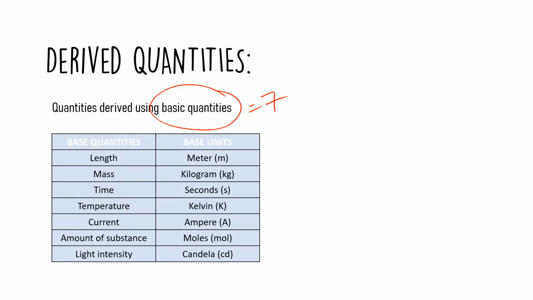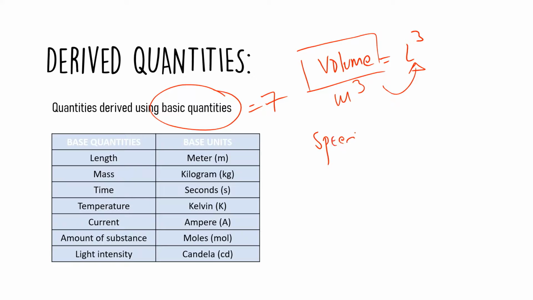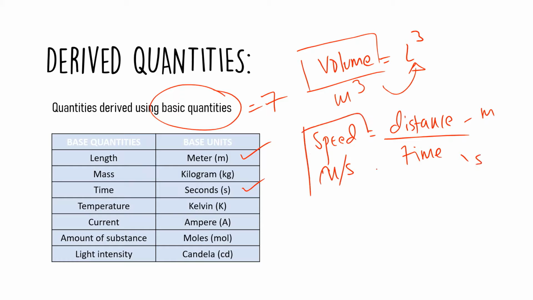Now, let's see some examples. How about volume? Volume we know is L cubed. Now, what is L cubed? It is the length to the power of 3, or length into length into length. So we came up with another quantity, volume, which has the unit cubic meters, just by using the base quantity length. Similarly, we have our quantity known as speed, which is measured in meters per second. And for this, all we have to do is distance, which in other words is our length, divided by time. So we use only meters and seconds, and this is how we derive our speed.